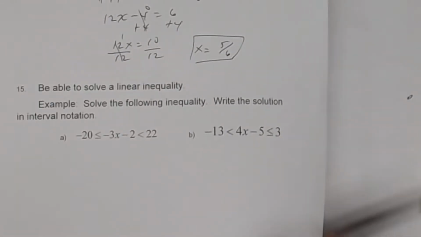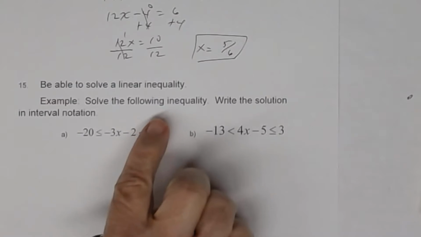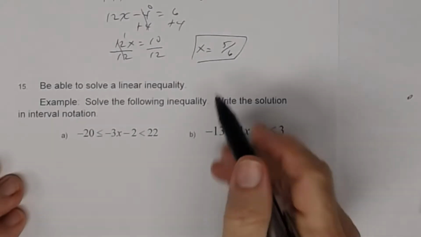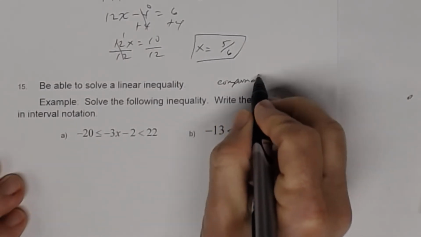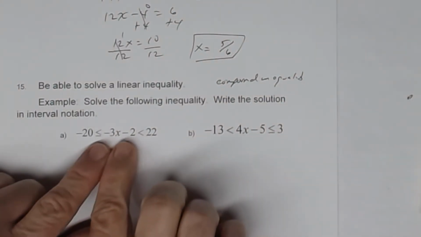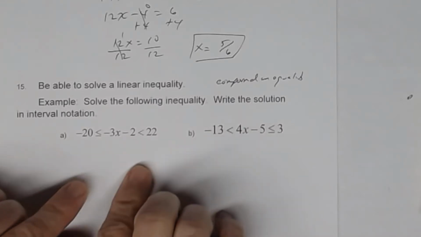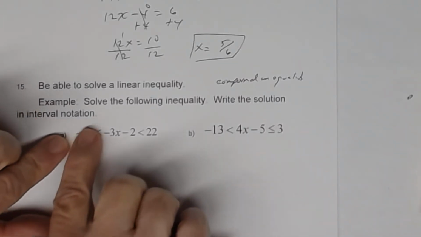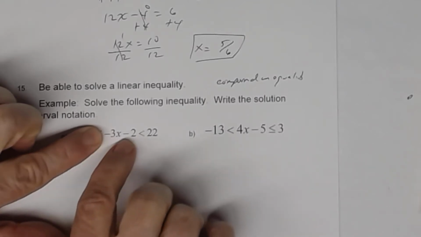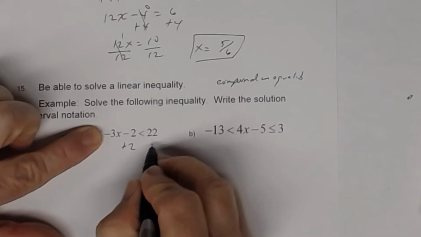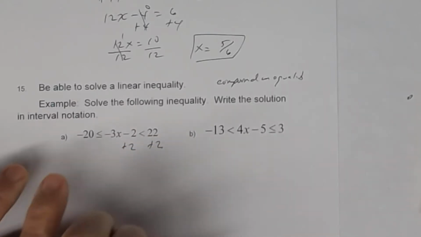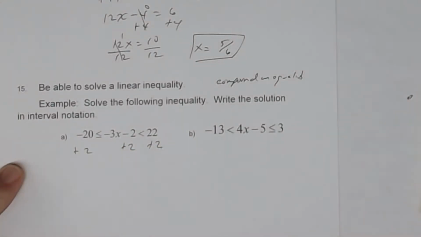All right, number 15. To solve this inequality, notice that you have what's called a compound inequality. It's very easy to solve a compound inequality. You're going to get the variable by itself in the middle. So think about if this part wasn't here, you would add 2 to both sides to get x by itself. So you're going to say plus 2, but there are 3 parts, left, middle, right. So you're going to add 2 to all parts, just like this.